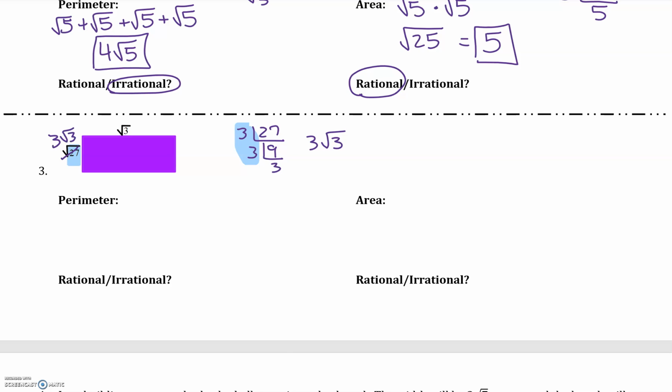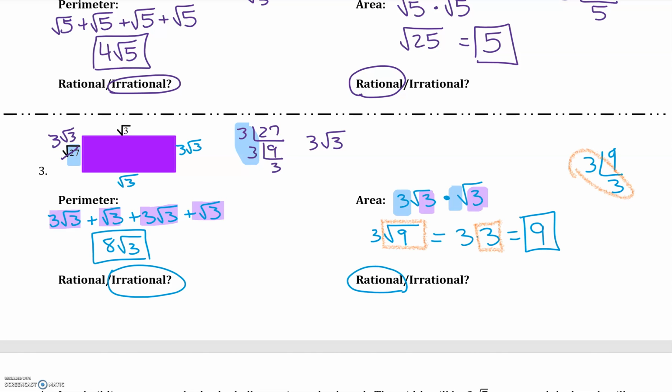So go ahead, take a minute, and find the perimeter and the area of number 3. Okay, we should get that the perimeter is 8 square roots of 3, and that's an irrational number. And for the area, we are going to get 9, and that's a rational. So we see that we ended up getting a 3 square root 9, and the square root of 9 breaks down and becomes 3. It's a perfect square. Therefore, we end up getting a rational number.